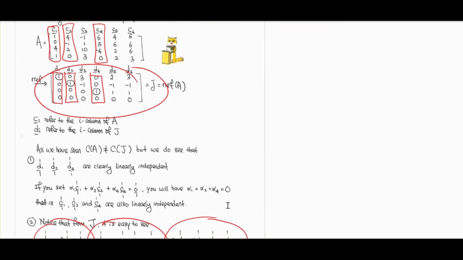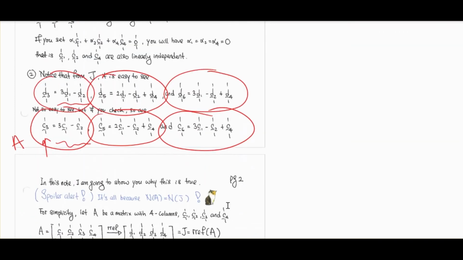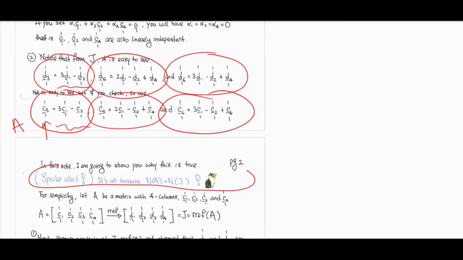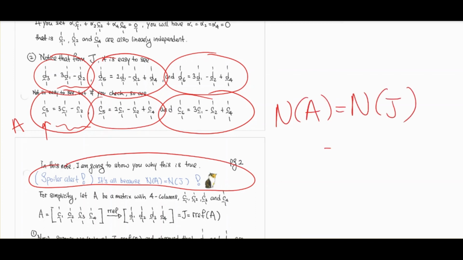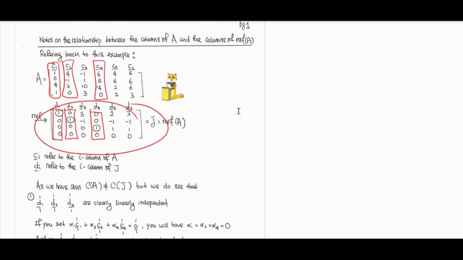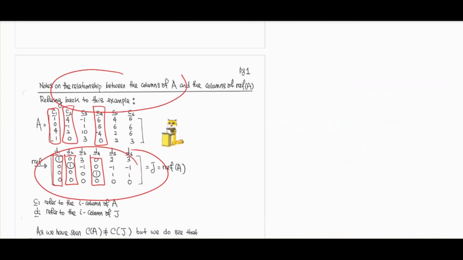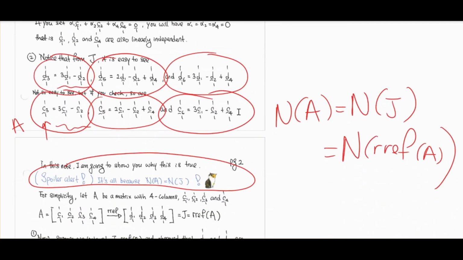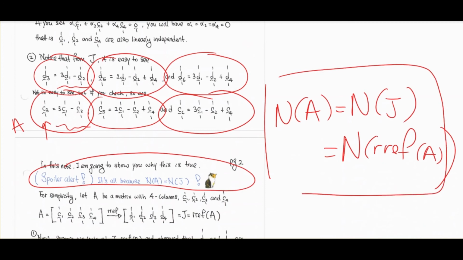We are going to explain why this is the case. And the reason, spoiler alert, is that the null space of A and the null space of the RREF of A are the same. We explained in the previous video why the null space of A and the null space of the RREF of A are the same. So the explanation for this peculiar relationship between the columns of A and the columns of the RREF of A is because of this. Remember, this is the key.